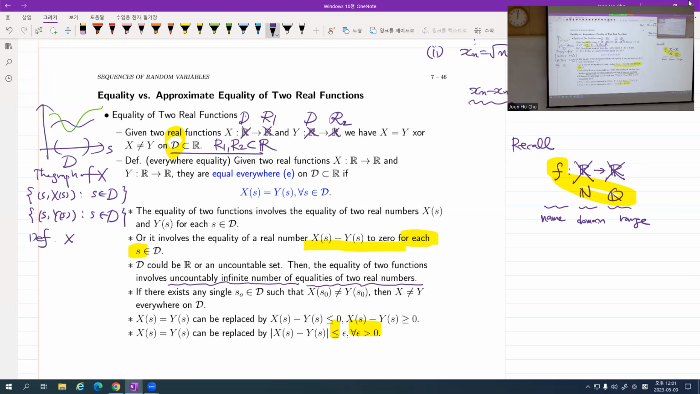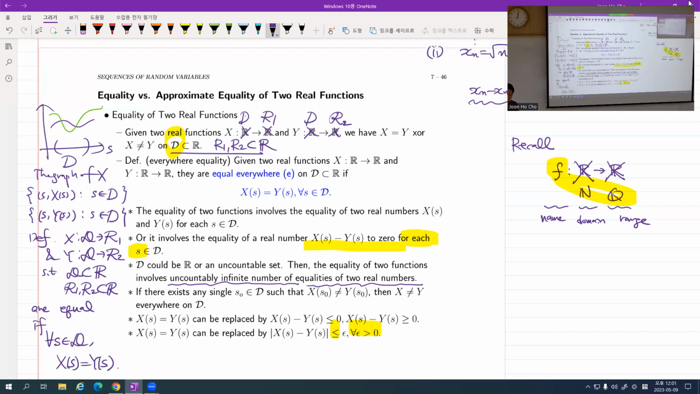Definition: X and Y, just a second. Yeah, now let me just say this. And R1, R2 in R are equal if for every S in D, X of S equals Y of S. Am I correct? You want to say this, right?